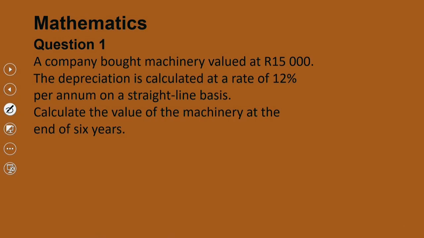So first of all, question 1 says, a company bought machinery valued at 15,000. Very important, pay attention to the numbers there, the values. The depreciation is calculated at a rate of 12% per annum. Also important to focus on that, on straight line basis. Then the question goes, it says, calculate the value of the machinery at the end of 6 years.